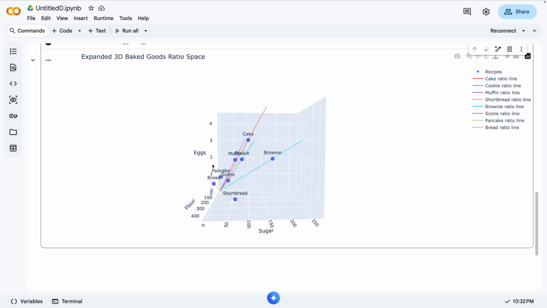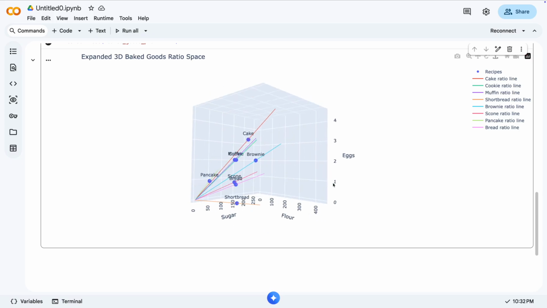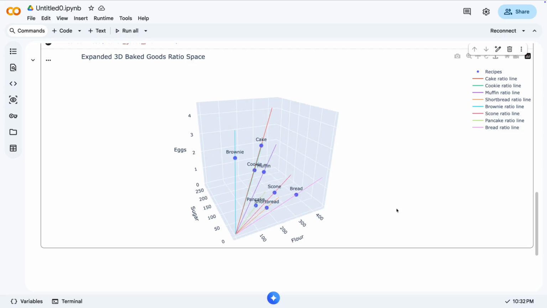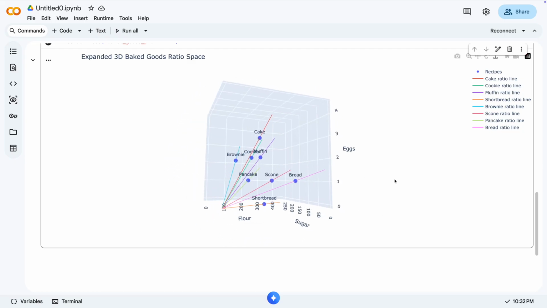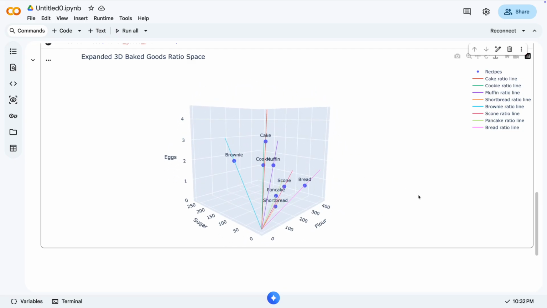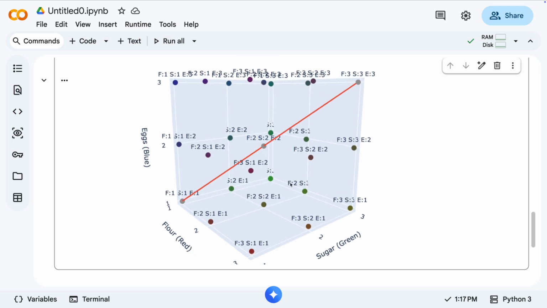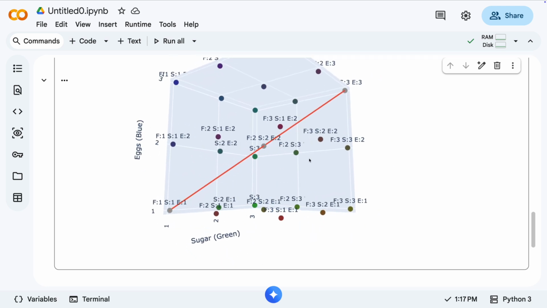Then I had an idea. Could I make a 3D display of baked goods to test or share with my coworkers? I could make a low, medium, and high proportion of each variable, flour, sugar, and egg. I researched what the normal range of these ingredients in different recipes was, then set low, medium, and high to equally spaced variables within that range.